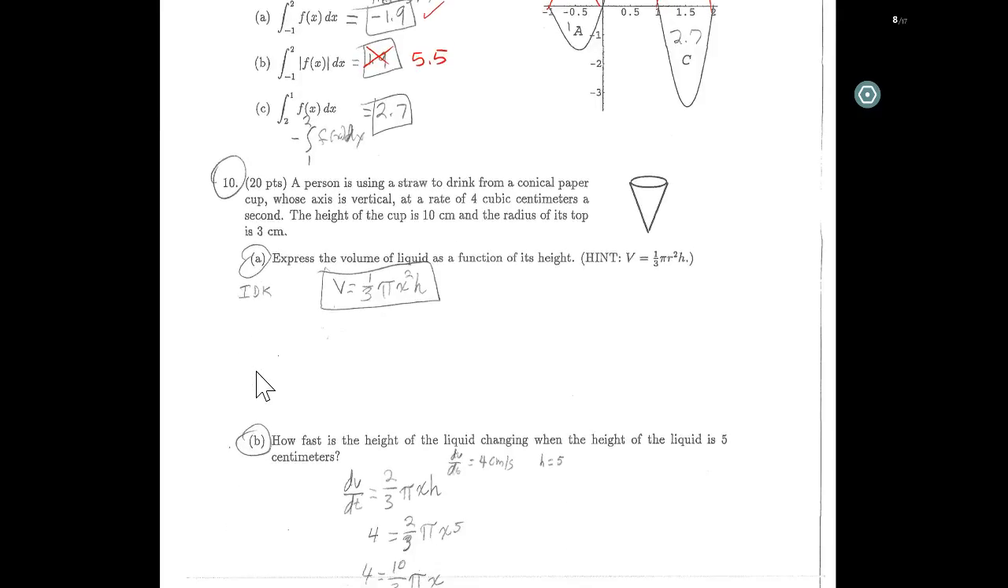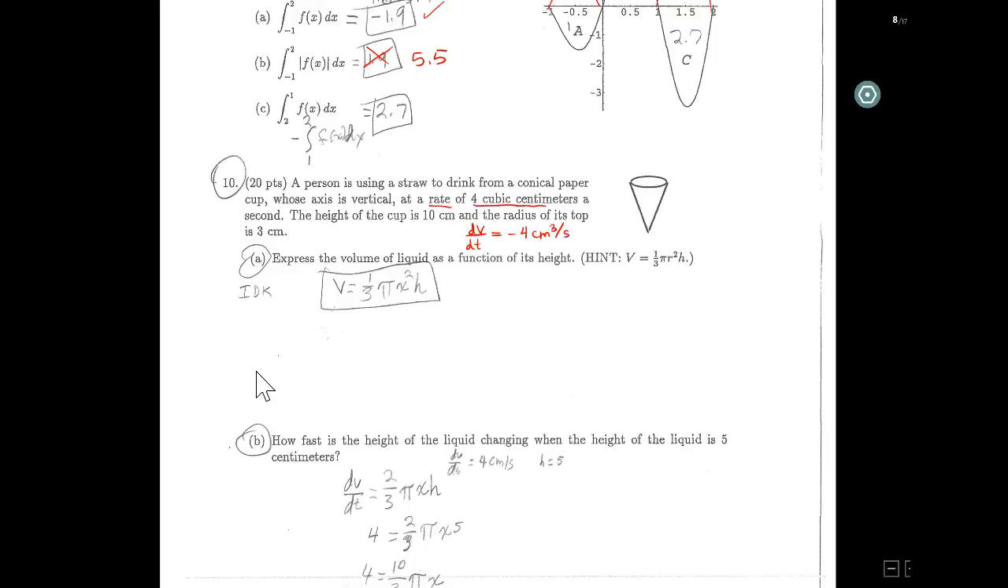Okay, a person is using a straw to drink from a conical paper cup whose axis is vertical at a rate of 4 cubic centimeters a second. So whenever I see a rate and I see cubic something, I know that's a change in the volume. So that's dV/dt. They're drinking from a straw, so it's going to be negative. The volume is decreasing: negative 4 cubic centimeters per second.